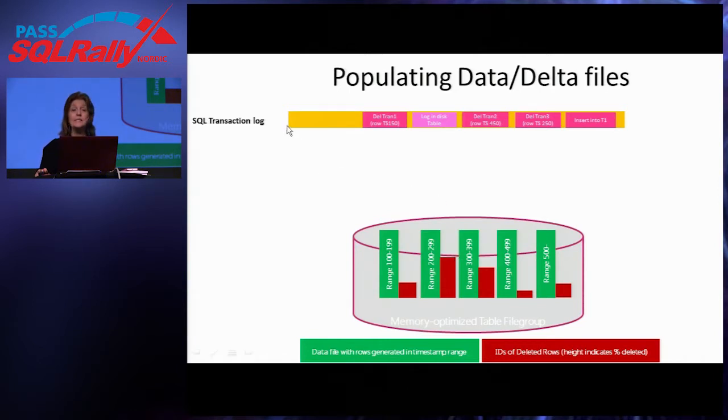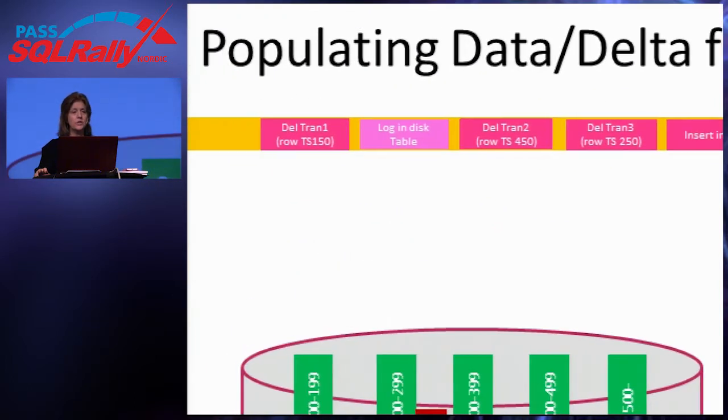SQL Server reads the transaction log, and the transaction log contains deletes and inserts for memory optimized tables, as well as all your normal log records for disk-based tables. So in my log here, I have a delete from a Hekaton table, some logging for a disk-based table I'm not going to worry about, another delete from a Hekaton table, another delete from a Hekaton table, and an insert from a Hekaton table. This is a portion of the log.